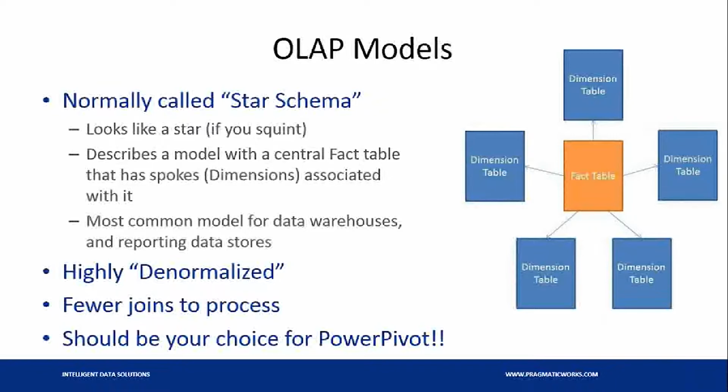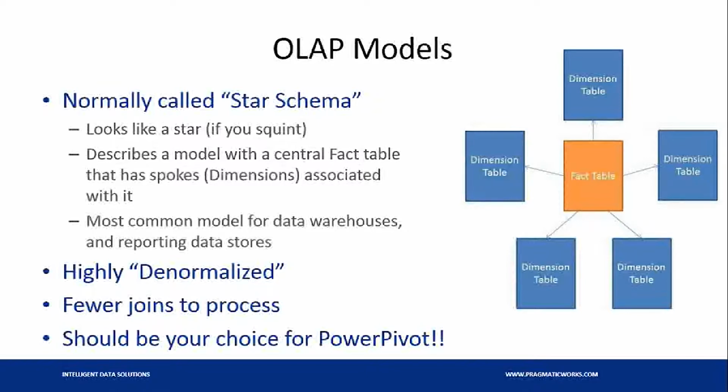The key to this OLAP model, to a star schema model, is that it is very denormalized. So I told you a minute ago about what that means. That means in my customer dimension, I don't have 3 tables, a customer, a phone number, and an address table. I've merged them all together into a single table that I'm calling my customer list. That's what we mean by highly denormalized.